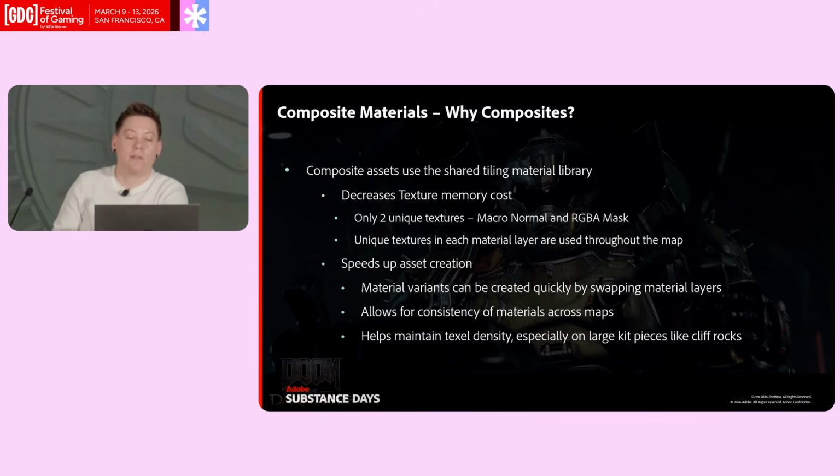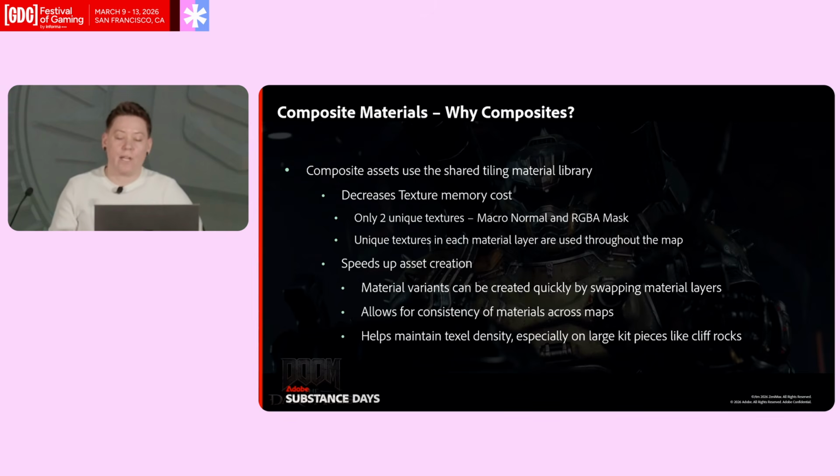So like I said before, composite assets use the shared tiling material library. This decreases texture memory costs. Assets with composite only need a unique macronormal and RGBA mask texture. Albedo, gloss, spec, normal, and height textures are called from each material layer, but these tiling materials are being used on assets all throughout the map. It also speeds up asset creation.